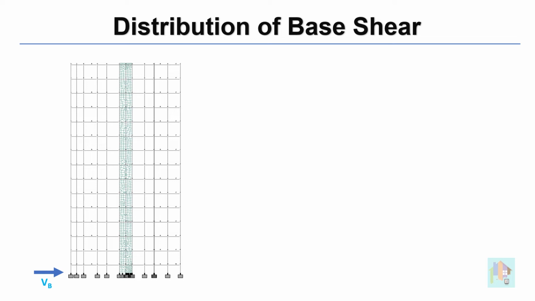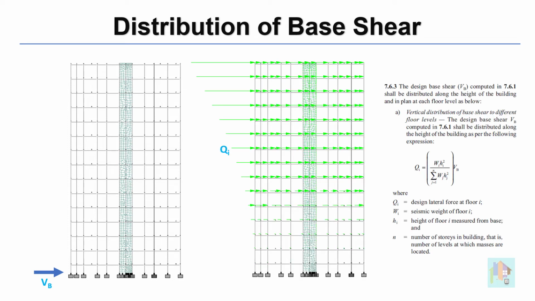This force is acting at the base level, but we need the individual member force for design. For that, we can distribute this force along the height of the building and in plan at each floor level using the equation mentioned under clause 7.6.3. This distribution factor depends on that floor weight and height of the floor from base. That's why higher floors are subjected to more seismic load compared to the lower levels.